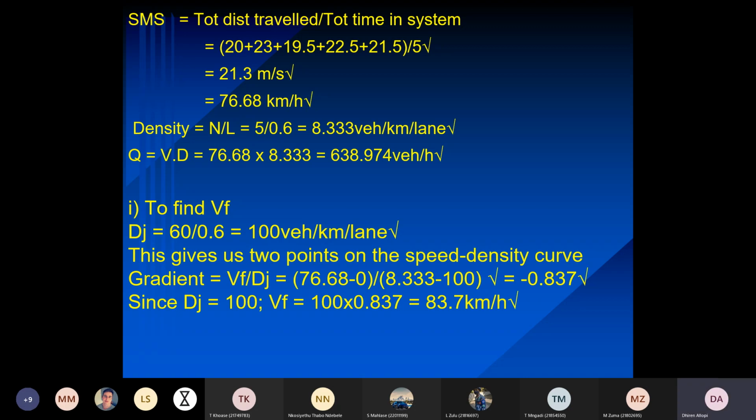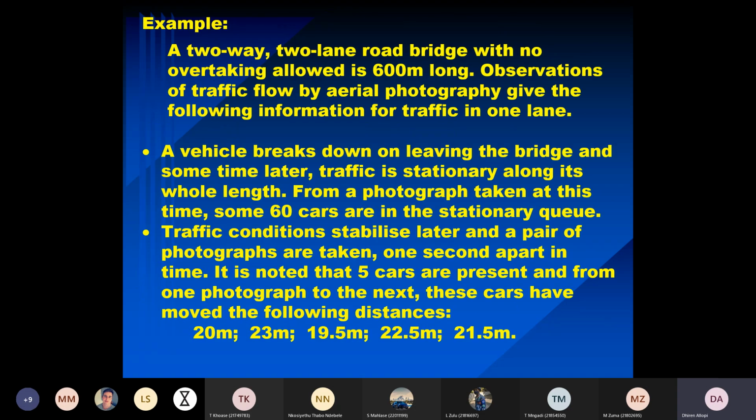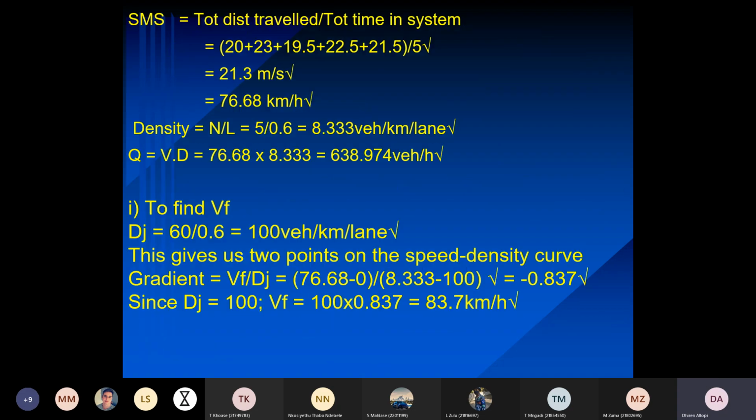Now you want to find the mean free speed, meaning the maximum speed, VF. Jam density you can quite easily work out, since you know the number of stationary vehicles over that test section. The question gave you the number of stationary vehicles, 60, over the test section of 600 meters. So 60 vehicles over 0.6 kilometers. You want your answer in vehicles per kilometer, so you know your jam density DJ is 100 vehicles per kilometer.